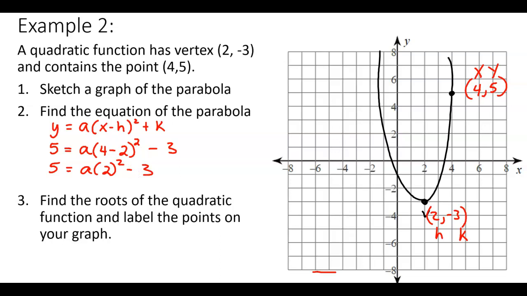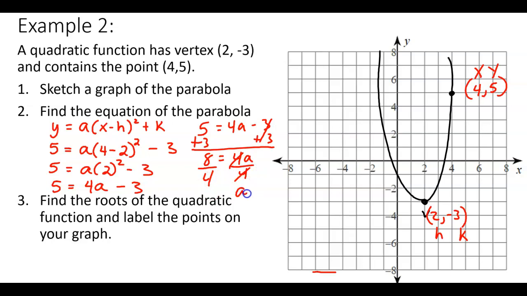What do you guys think we do next? Square that 2. 2 to the second power is 4. And so I'm going to put the 4 in front of the A, because that's usually what we do when there's a number and letter right next to each other. I'm sure you guys can solve it from there. So it looks like a regular old one-step equation. So we have 5 equals 4A minus 3. To get A by itself, we would add 3 on both sides. And then we would divide. And I get A equals 2.